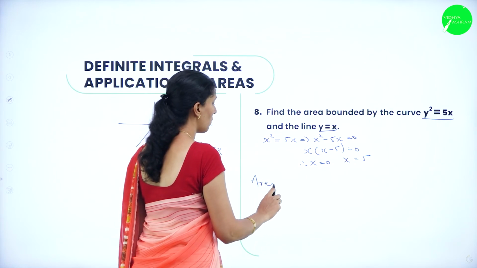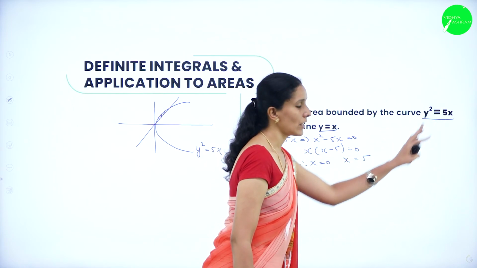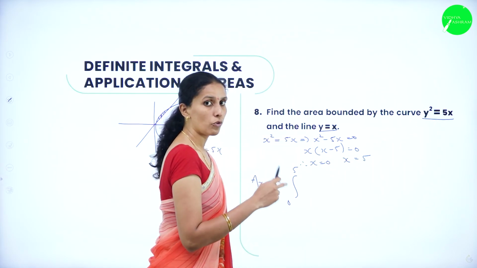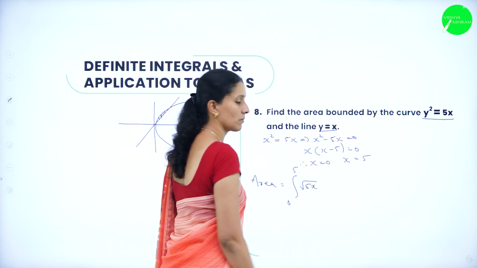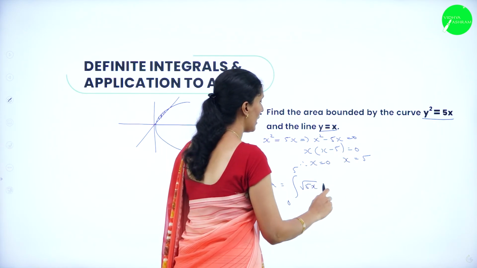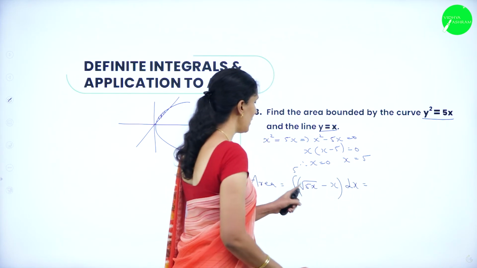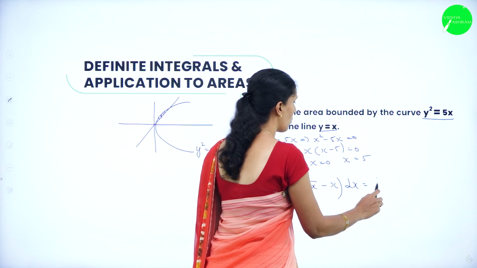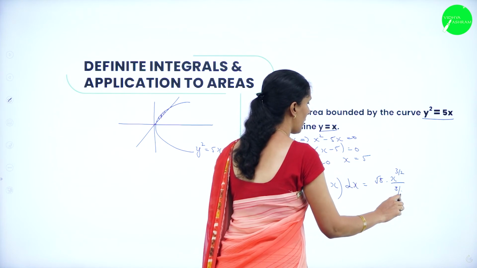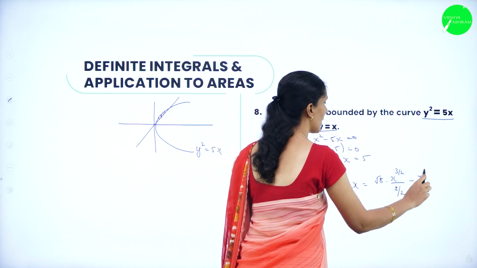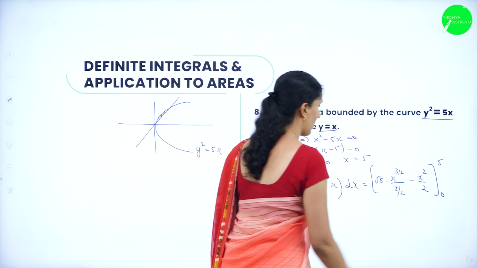So area is equal to integration from 0 to 5. y square is equal to 5x means y is equal to root 5 root x. So therefore it is root 5x, and minus y, again minus x, into dx. So let me take the root 5 outside. So this is x to the power 3 by 2 by 3 by 2, and the integral of x is x square by 2. And the limits are from 0 to 5.